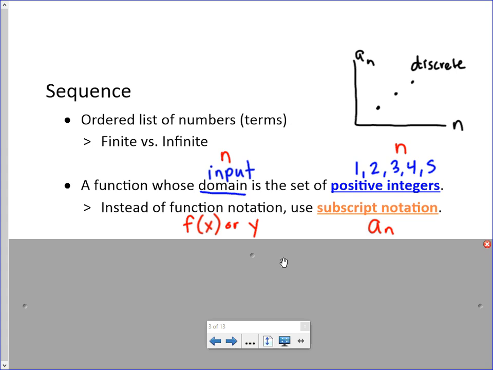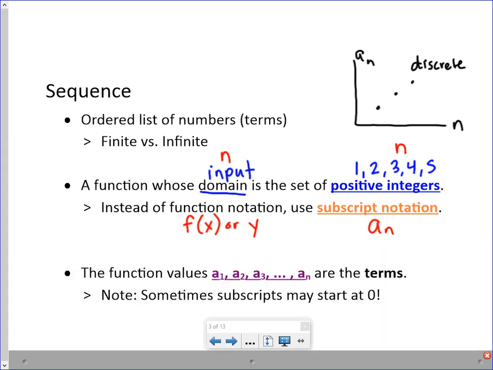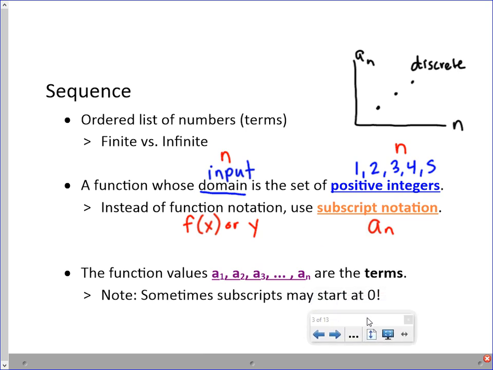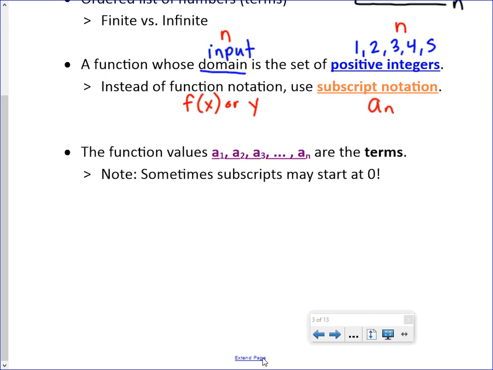All right, at the end of that slide in your notes, it says, just really quickly, the function values a sub 1, a sub 2, a sub 3, those are called your terms. So remember, n is what number of term you're talking about. A sub n is the actual term. So if you see a sub 5, that's the 5th term.